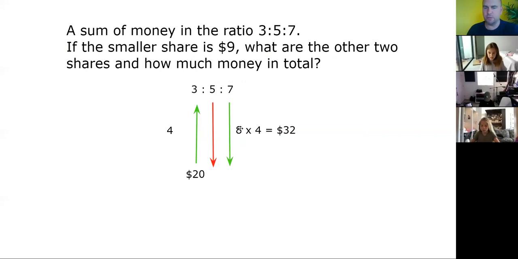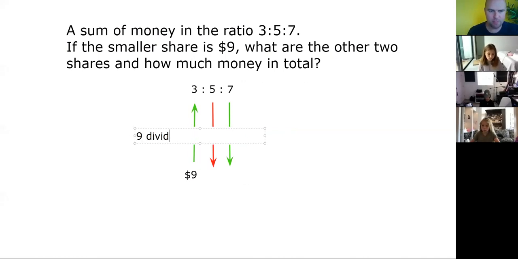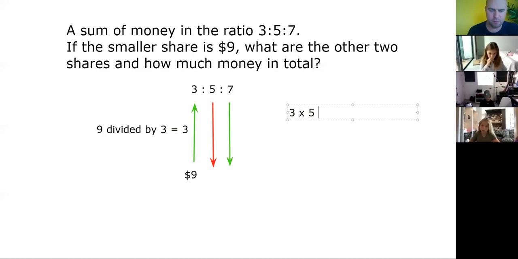Okay, so sorry, Kira, let's just put this all straight. So the first one is $9. Talk me through it now. Divided by 3 equals 3. Okay, so 9 divided by 3 equals 3. Good, that's the calculation that you've done there. Perfect. So we've got our 3. And now what do we do for the 5? 3 times 5, which equals 15. Okay, good.